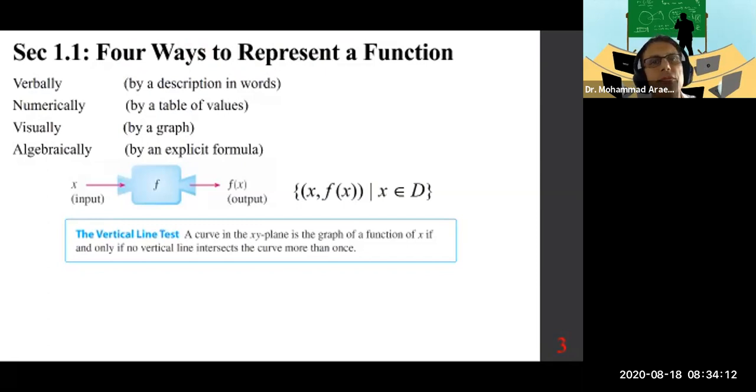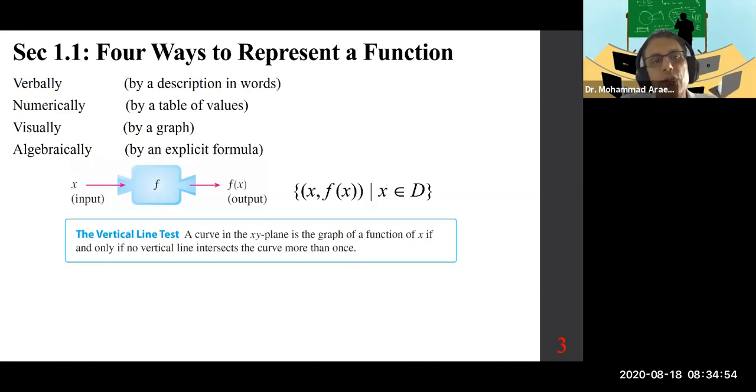When we look at a function, there are various ways of approaching it. We can do it verbally, numerically, visually with a graph, or algebraically. As you all have seen, when we have a function machine, x, and then f of x, the result is a combination, a set of pairs, x comma f of x, where x is the independent variable, and f of x, or y, normally, is the dependent variable.